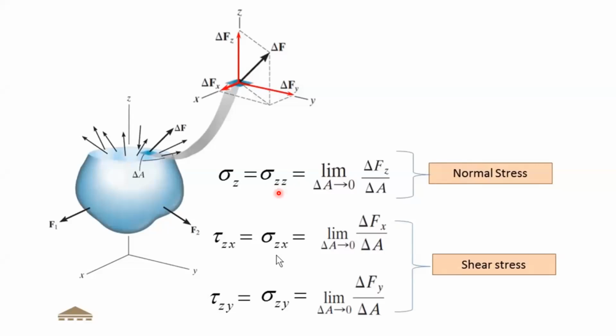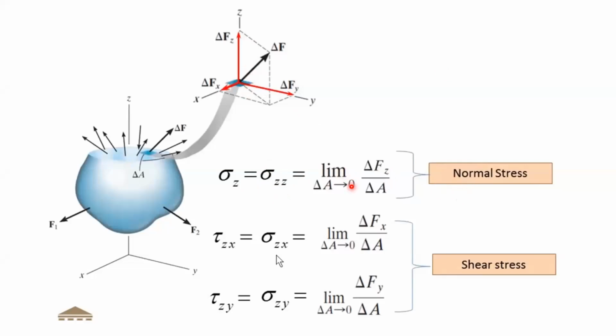Now here we are using this nomenclature sigma zz. The first subscript indicates in which plane this force is acting, and the second z tells us about the direction in which it is acting. So Z plane and Z direction. Here you can see this plane is the Z plane because it's perpendicular to the Z axis, and Fz is acting in the Z direction. So sigma zz. This is a normal stress because this force is acting perpendicular to the area.